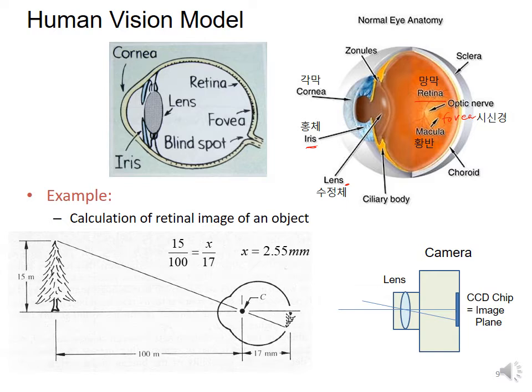Fovea that has a lot of optic nerves. The camera is a machine made by replicating the human eyes. The camera has a lens and CCD chip corresponding to the lens of the eye and the retina of the eyes.